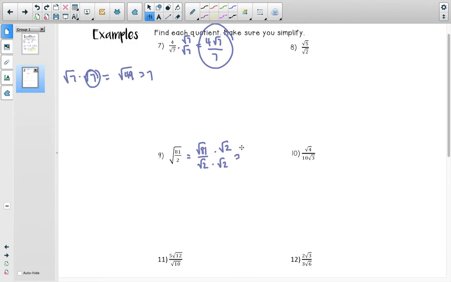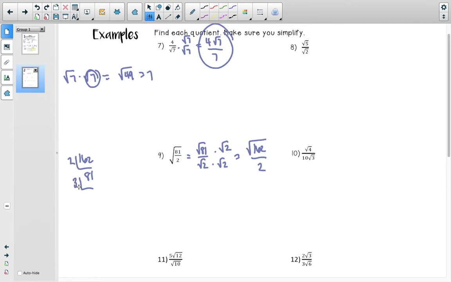And 81 times 2 is 162. And the square root of 2 times the square root of 2 is just 2. Now we can't simplify this because it's not in a radical, so we're going to ask ourselves, can we simplify 162? Well, it's even, so we can divide by 2, which is 81, and 81 is a perfect square, but we're going to keep on going.